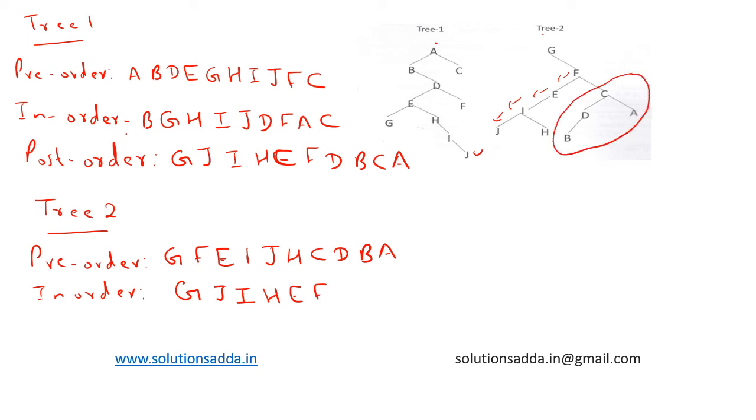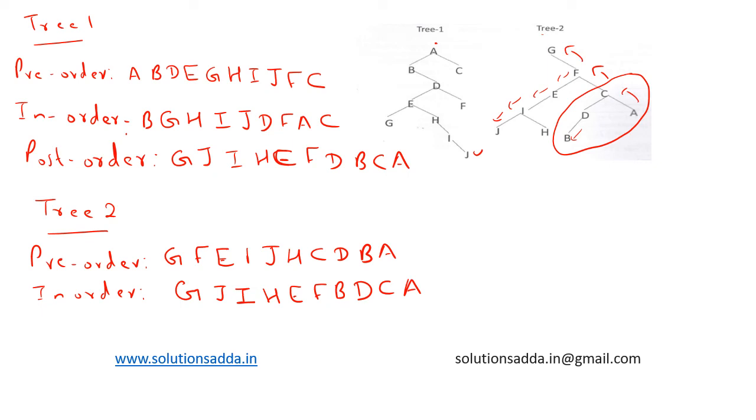We move to C, we move to D, we move to B. Now we print B, then we come back and we print D, come back and print C, then come to root's right and we print A, then come back. There is no more to print, so we iteratively come back and we reach G.